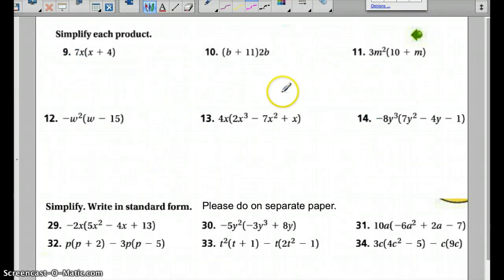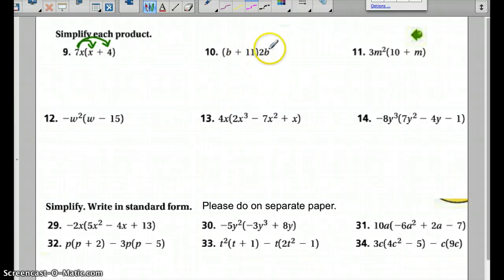Okay, here are some practice problems that I'd like you to work on. You can work on numbers 9 through 14 right underneath, but when you get down here, numbers 29 to 34, do them on a separate piece of paper. Remember, all you're going to do is distribute the outside term, the monomial, to both of the terms or all three of the terms inside the parentheses.